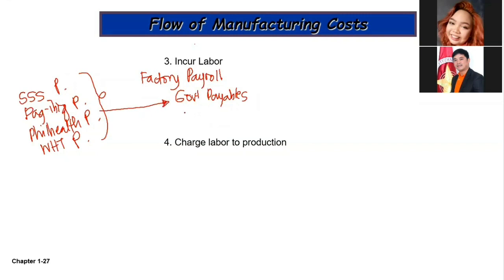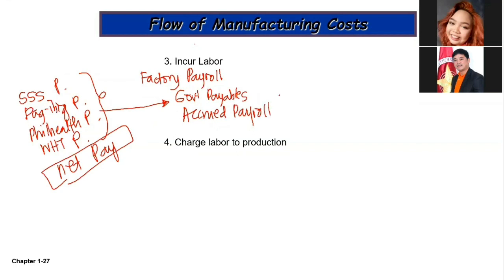After all the deductions, makukuha na natin yung ating net pay ng mga empleyado. So ang net pay na yan would be the accrued payroll. Kaya pag nagbayad tayo nung net pay na yan sa mga empleyado, pag araw na ng sweldo, debit accrued payroll, and credit cash. Okay? So when we incur labor, yan po yung ating entries.